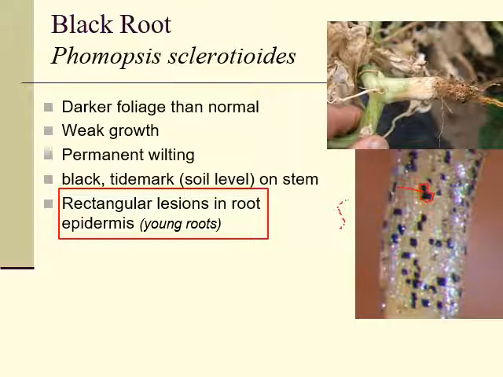So what are things to look for? Slightly darker foliage, that can help. Weak growth: if your yields are down and they don't look right, you should cut the bags open and look at the roots. That's probably one of the first things you want to do when things don't seem right.